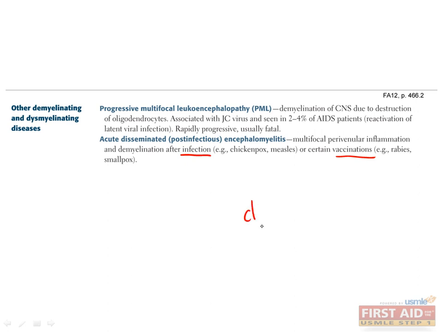ADEM is more pronounced in children. They usually present with neurologic symptoms as the acute infection is resolving. Usually there is altered mental status, headache, fever, and ataxia. The treatment is primarily with steroids, but IVIG as well as plasmapheresis have also been tried.